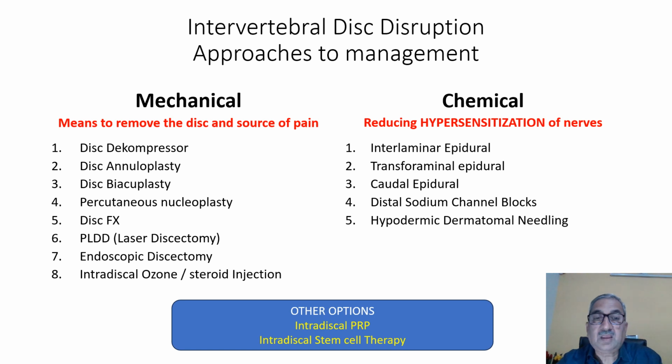Now what are the options? In the mechanical approach, you are basically trying to remove part of the disc. It can be done by disc decompressor, disc annuloplasty, disc biacuplasty, and percutaneous nucleoplasty.